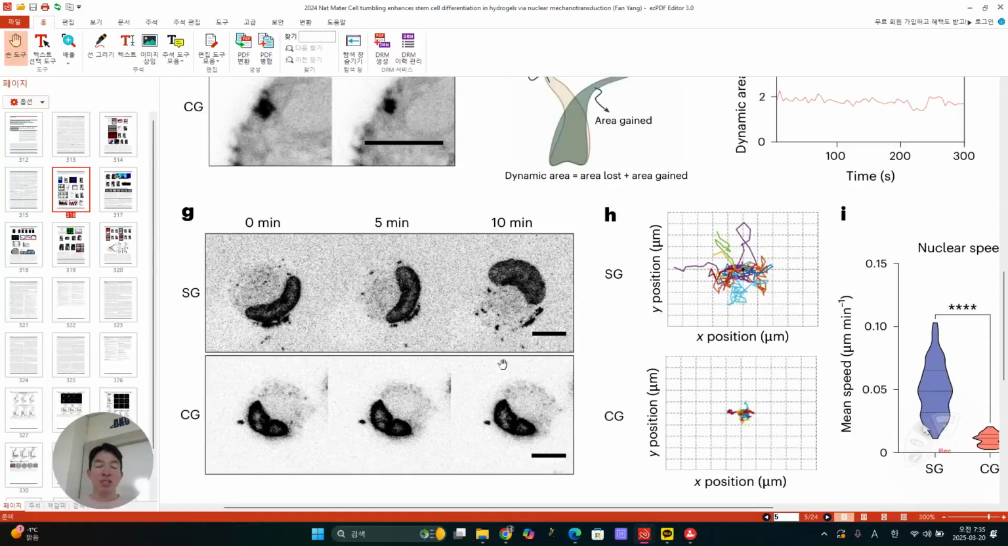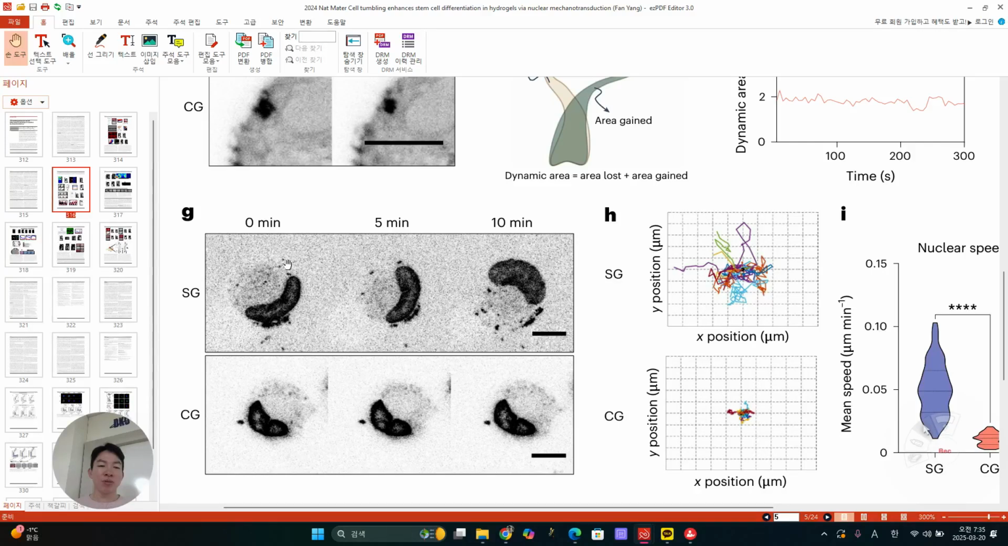And now they look at the nucleus. You can imagine this is the cell body, this is the nucleus. The nucleus also rotates, right? When a cell moves, definitely the nucleus moves. When you are going, your brain is also going. Same thing. For CG, they didn't move that much. They track X and Y, they didn't move. But here they move a lot.